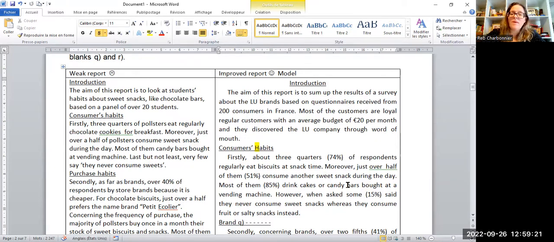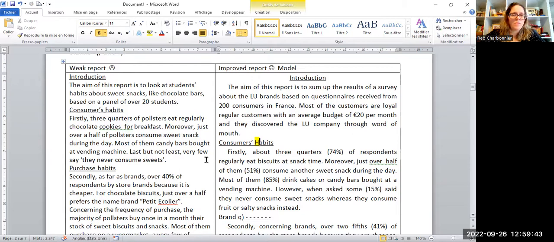So then you still have their habits. Just over half of pollsters consume sweet snacks during the day. Moreover, I added just over half. Okay, almost the same of them. And I put the percentage, consume another sweet snack during the day. Okay. And then we're going to get to our first example of reported speech. Most of them candy bars. So there's a lot of errors in this report. Bought at vending machines. Okay. Most of them drink cakes.